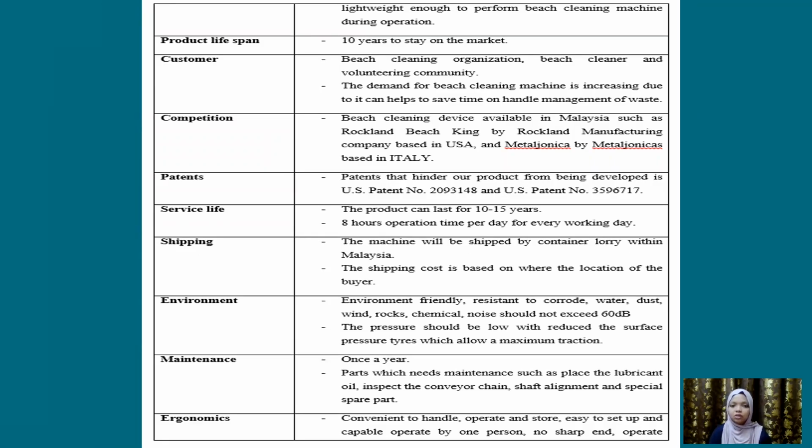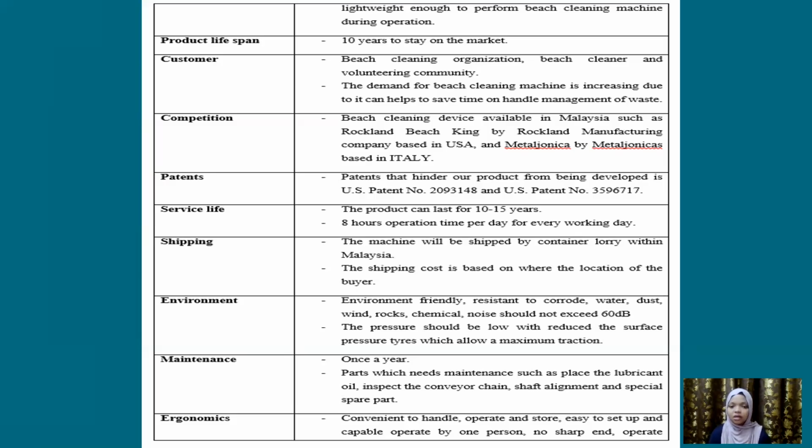For the patents that our product was developed from, they are US patent number 2093148 and US patent number 3596717. For service life, the product can last for 10 to 15 years, with 8-hour operation time per day for every working day. For shipping, the machine will be shipped by container lorry within Malaysia, and the shipping cost is based on the location of the buyer.